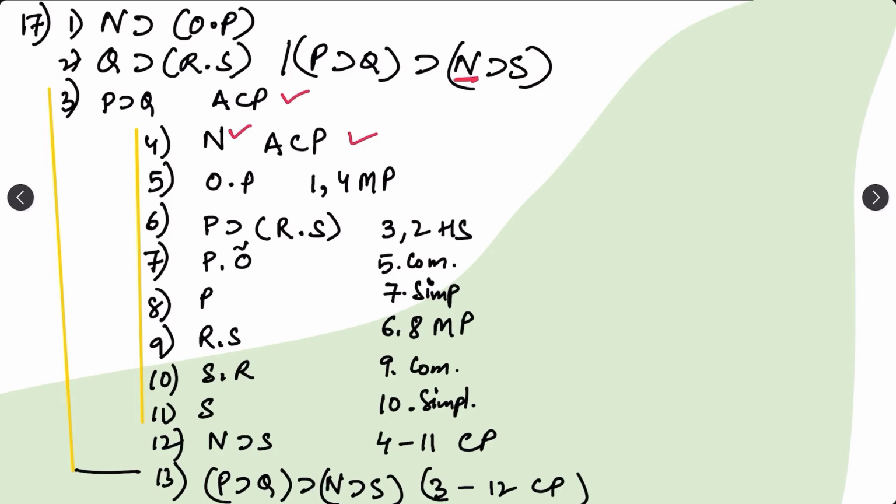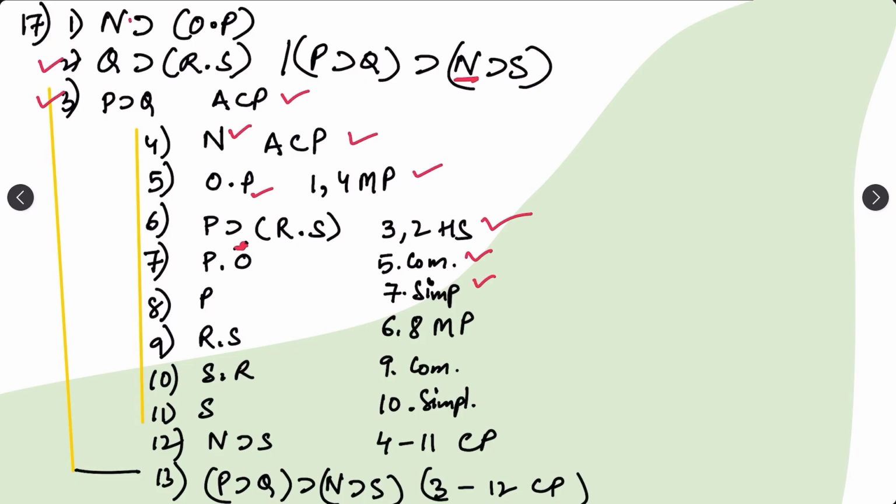After that, if you have N then you can simply get P by using the MP formula, modus ponens. Then in third and second, you have Q given in both, so you can use hypothetical syllogism there, and from hypothetical syllogism you get P horseshoe R dot S. And then you can do commutation. This is not required, so you get commutation and then simplification.